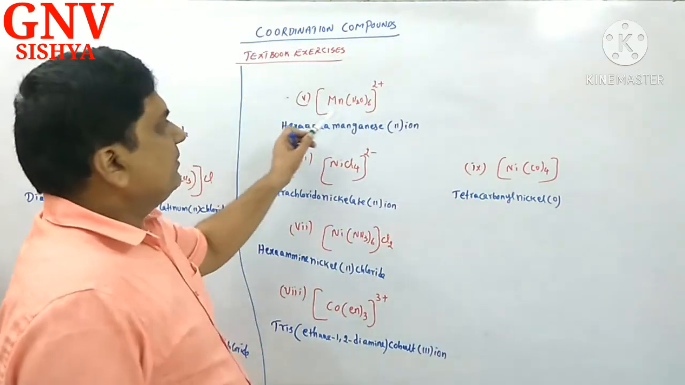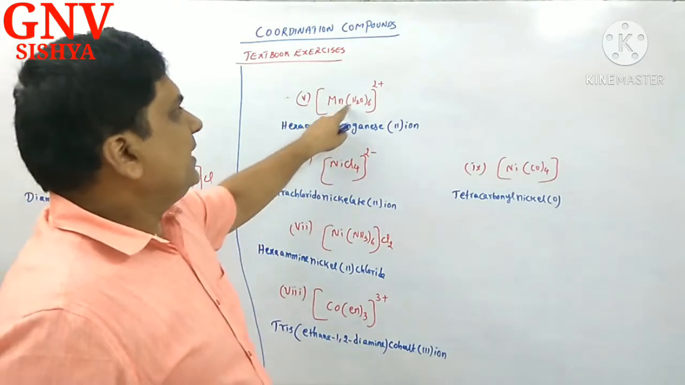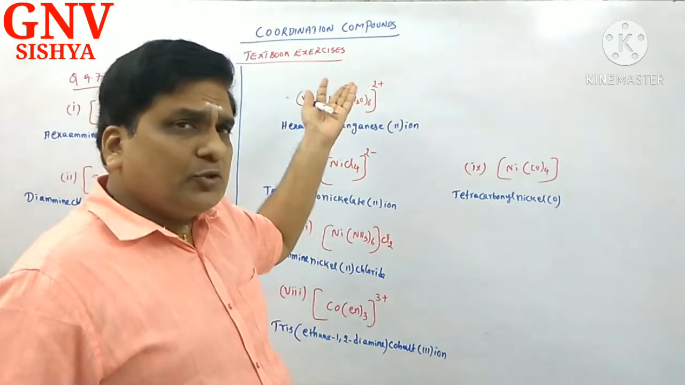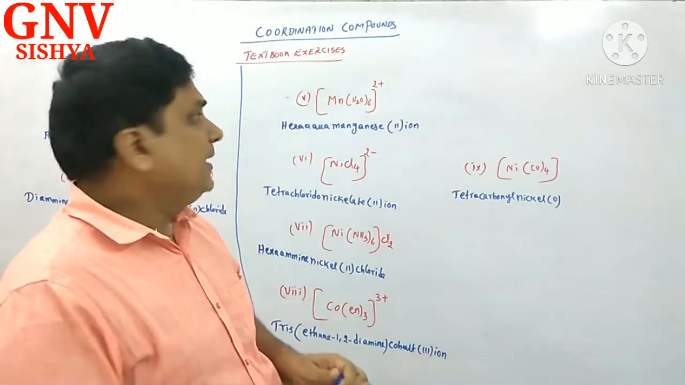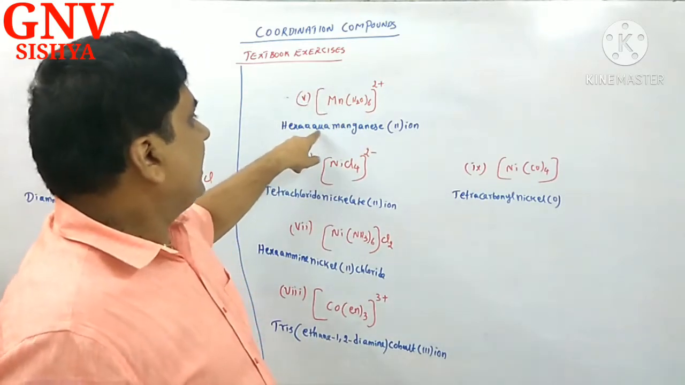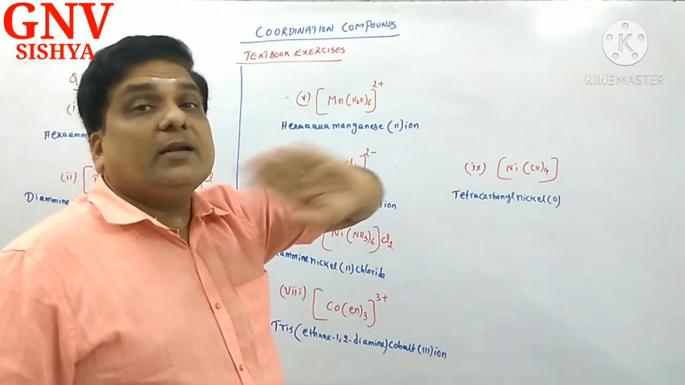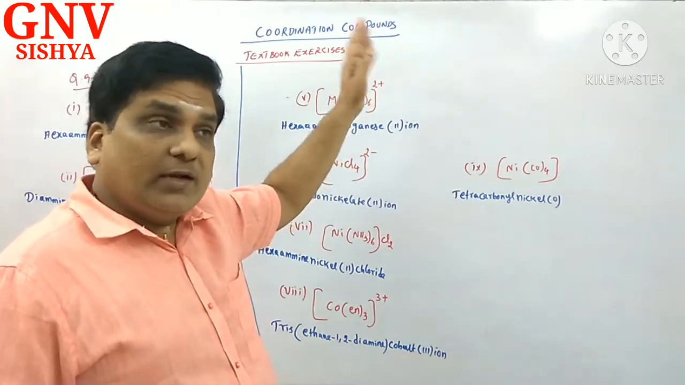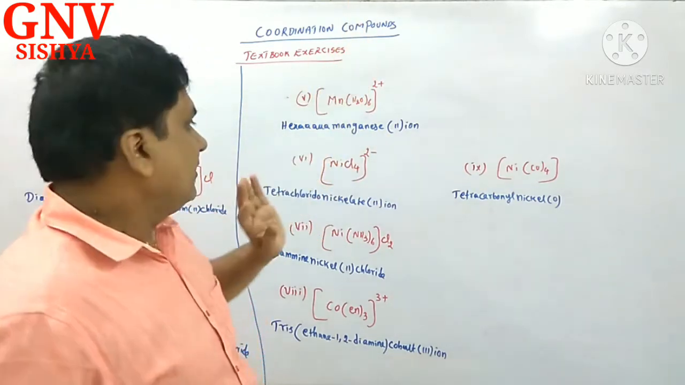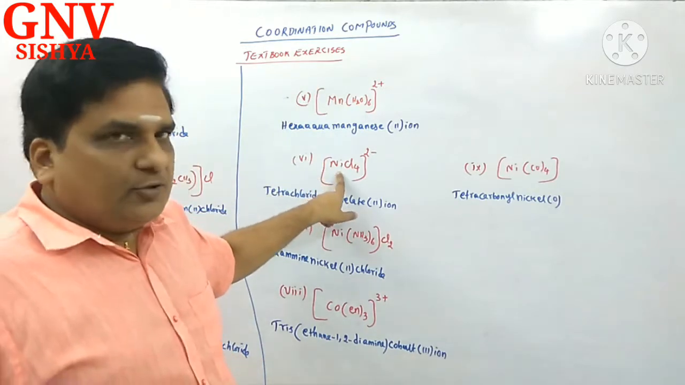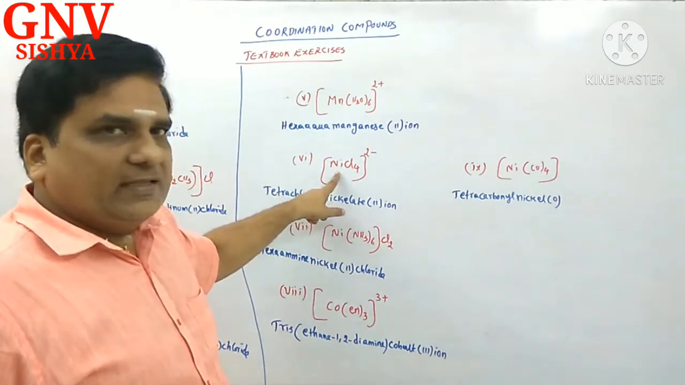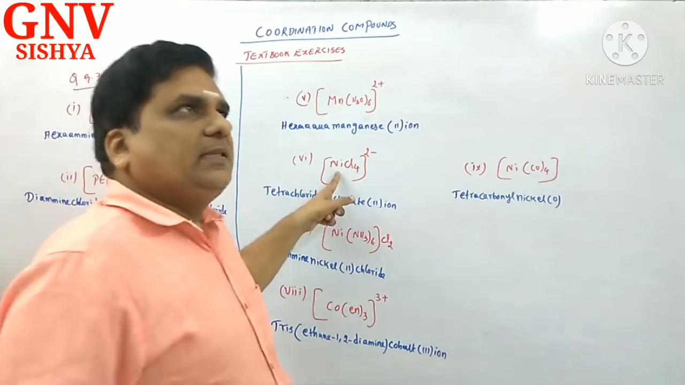Right. Next, [Mn(H2O)6]2+. Manganese oxidation state is obviously +2. What is the reason? Because it's a neutral ligand. So hexaaquamanganese(II) ion. Kindly don't write manganate. You will write manganate only if it is an anion. It is a cation. And here nickel should be called nickelate.